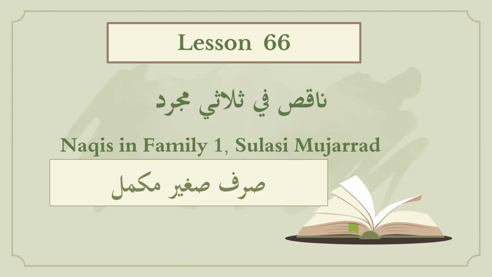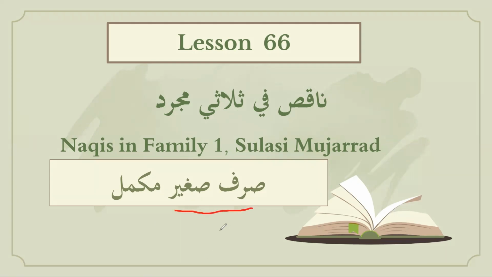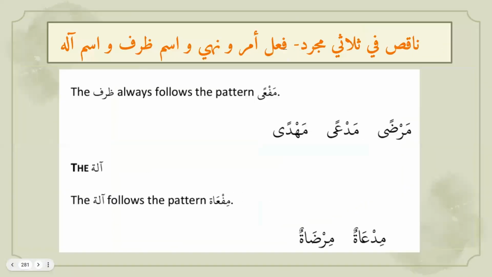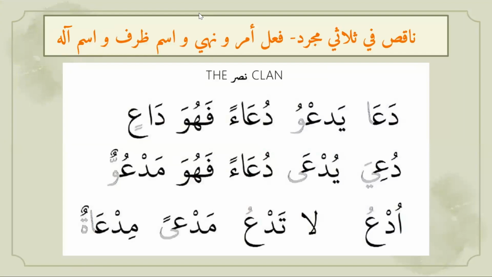So in this chapter, in this lesson 66, we are going to continue with the learning about Naqis in Sulasi Mujarrad. And if you have gone through lesson 65, you know that in the previous lesson we were doing Sarf Sagheer, and we did the first line and the second line. So in today's lesson, we are going to continue with the Sarf Sagheer and you are going to learn the third line. And what are the word forms there in the third line?